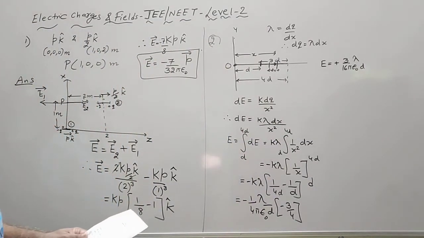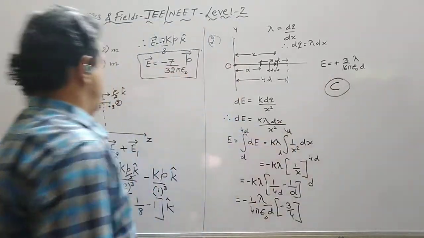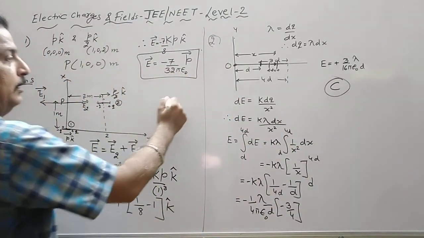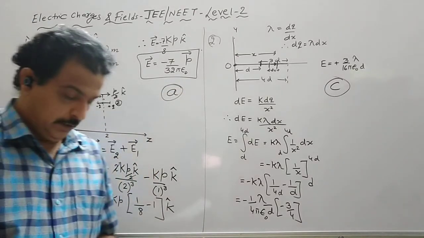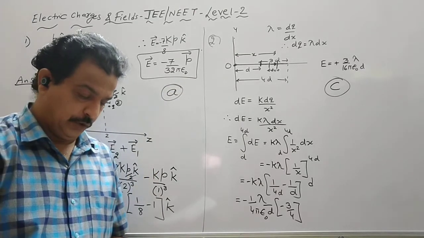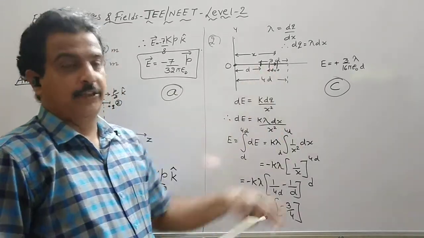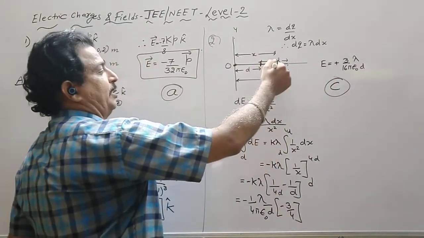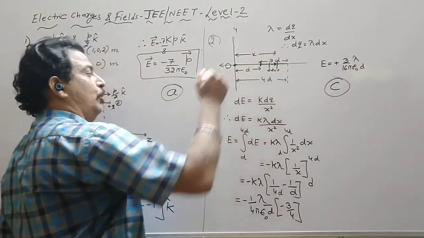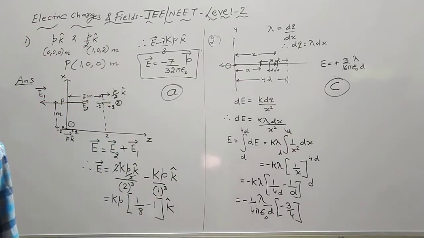So we have option number C, and for this the option was A. This is the magnitude. If we want to find the direction, you keep a test charge. If it is positively charged, it will move in the direction opposite to the electric field.